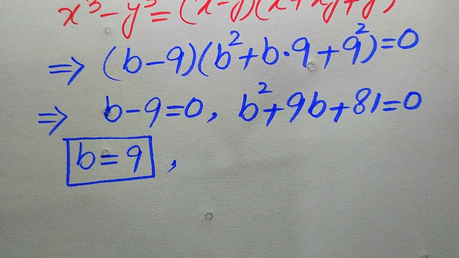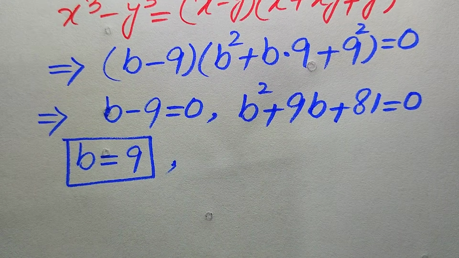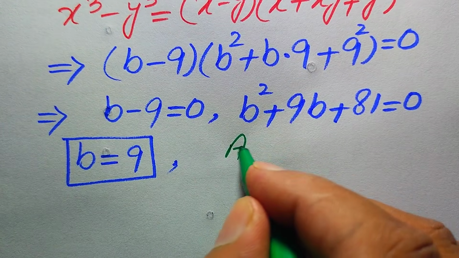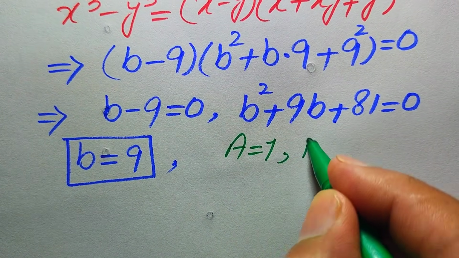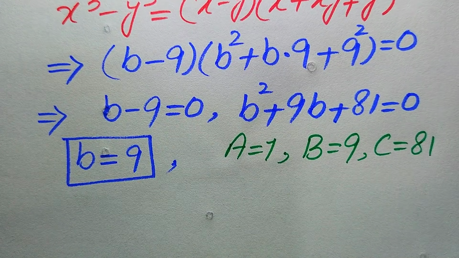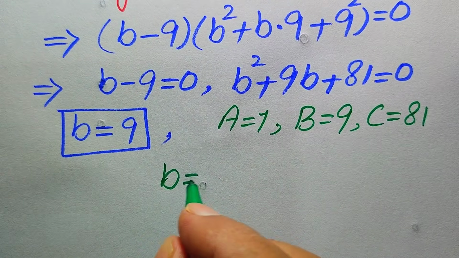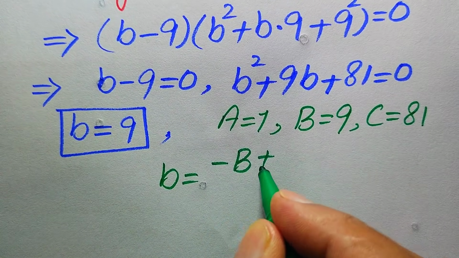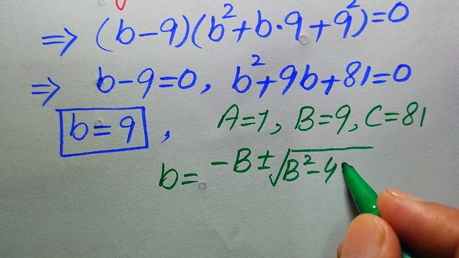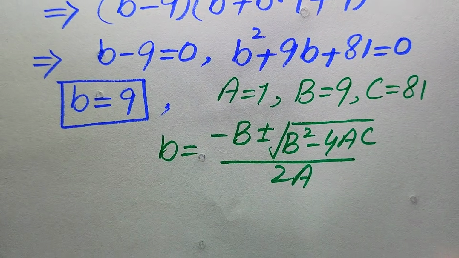In order to solve this quadratic equation, we just apply the quadratic formula here, and for this we first write the coefficients of this equation, and its coefficients are capital A is equal to 1, capital B is equal to 9, capital C is equal to 81. And we state the quadratic formula as b is equal to minus b plus minus square root of b square minus 4 times ac, divided by 2 times a.